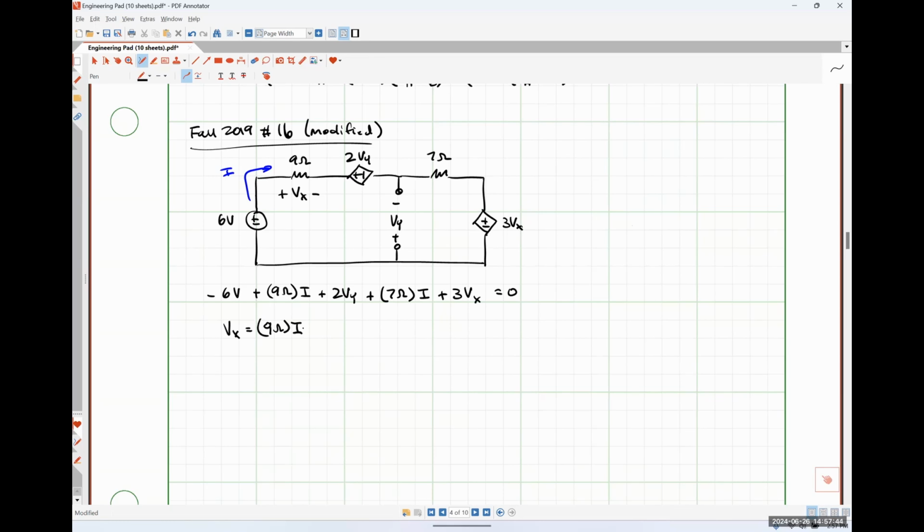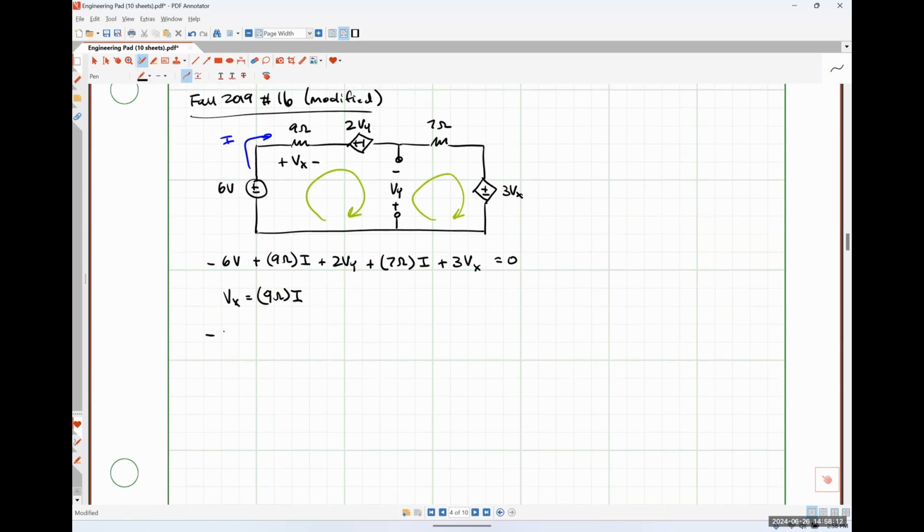And now I'm going to need a third equation. My third equation is going to come from either of these two equations. I could do KVL, sorry, I meant to do a different color there, around this loop or path, or KVL around this one. I'm going to choose to do KVL around the left-hand one, but either one would work.